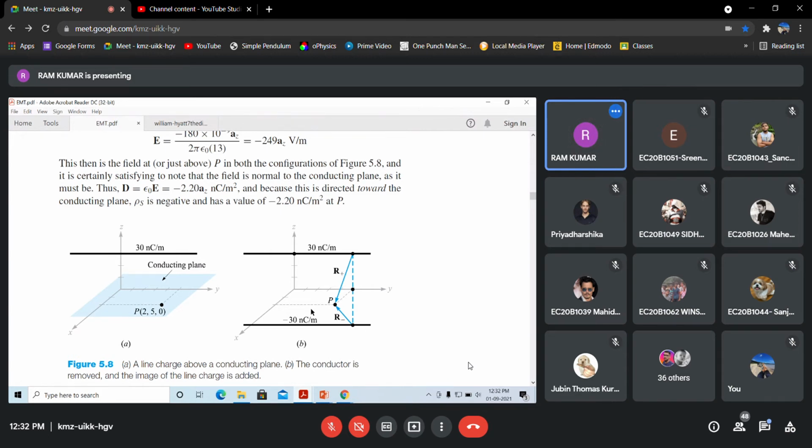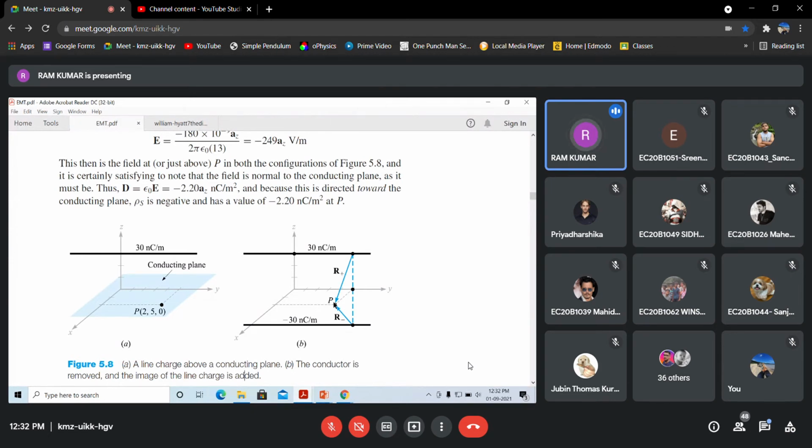Easily at the given point. First, you know the formula to find the electric field intensity, right? How do you find the electric field intensity due to a line charge? Do you remember the formula? Can anyone say the formula?